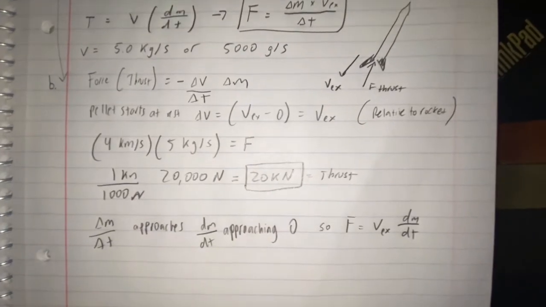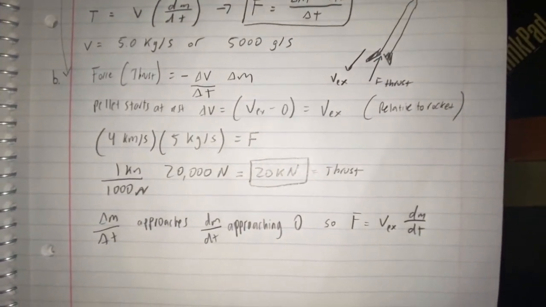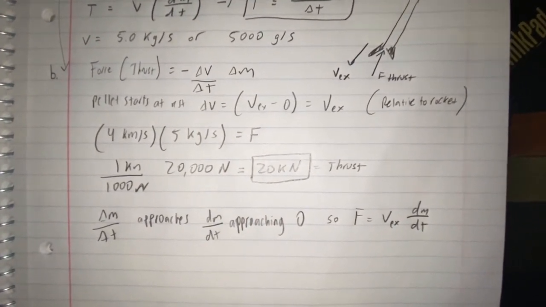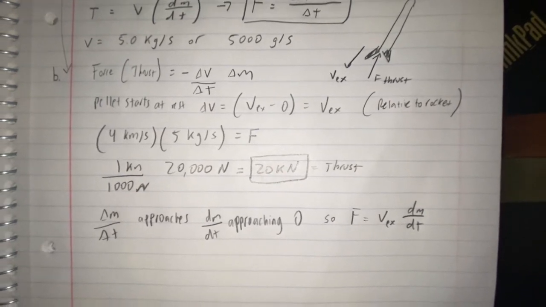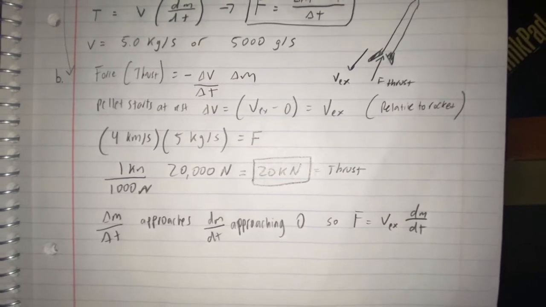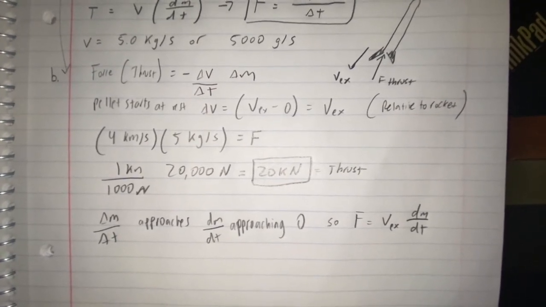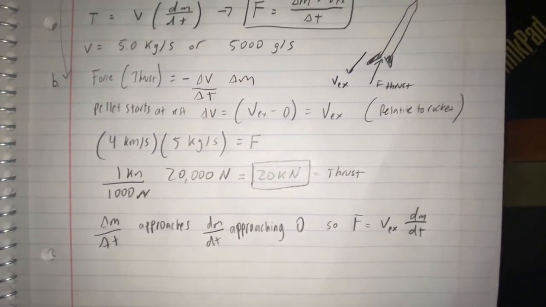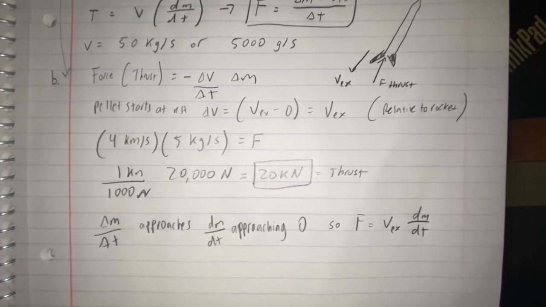And then for the second part, we're trying to find the rocket thrust for the values that were given before. A couple things to note is that if the rocket is moving, the exhaust velocity is no longer the pellet's speed through space, but it's still the speed relative to the rocket.